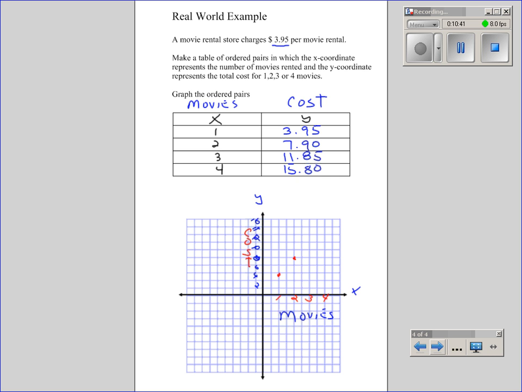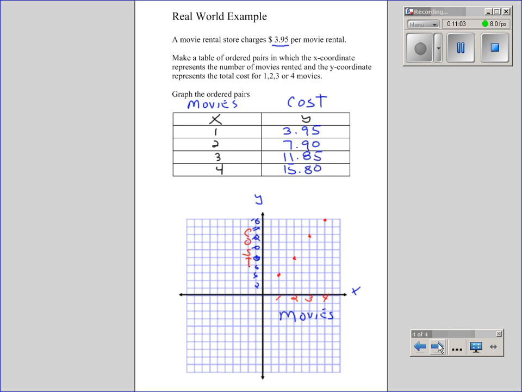(3, 11.85), so we go from the origin over to the 3, up right before the 12, close enough. And the fourth movie, (4, 15.80). And there you have it.